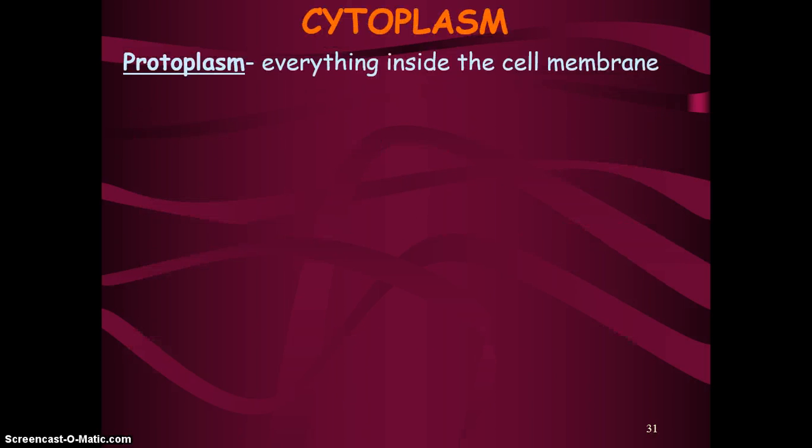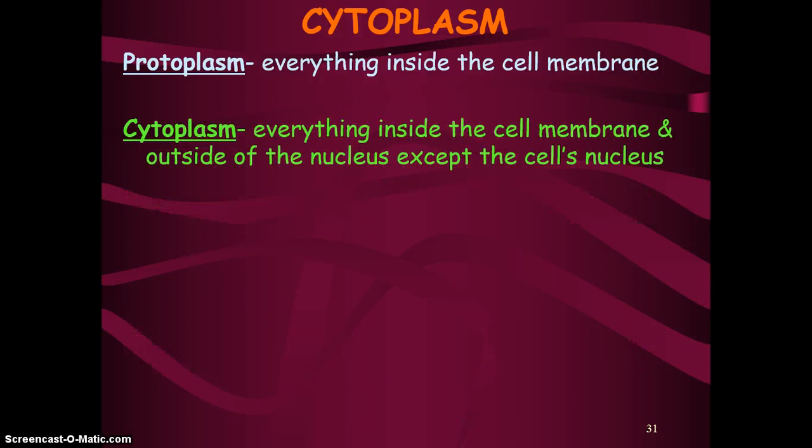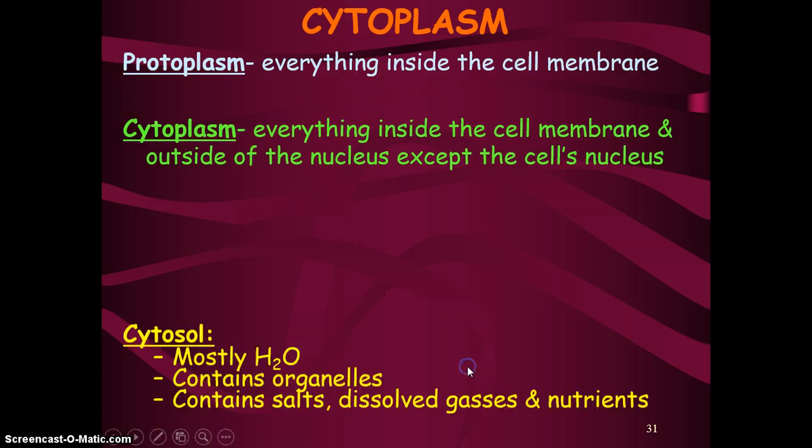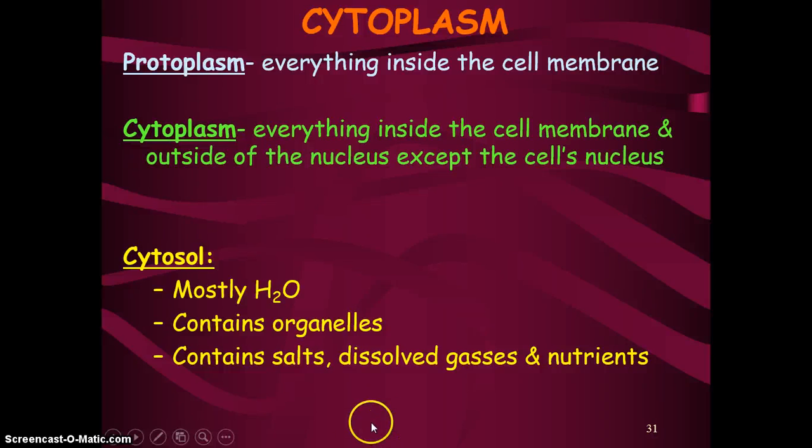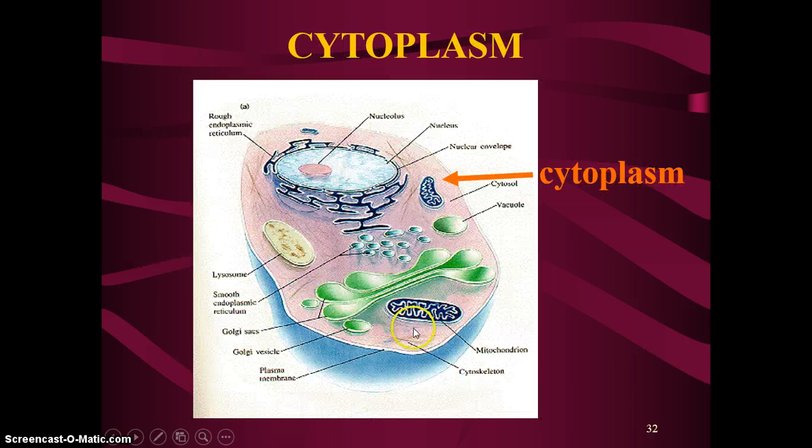All right, the cytoplasm, another word is the protoplasm. It's everything inside the cell membrane. The cytoplasm itself is everything inside the cell membrane and outside of the nucleus. So the protoplasm is everything, the cytoplasm is everything but the nucleus. The cytosol is made mostly of water, has organelles, and has salts and dissolved gases and nutrients in it. So this is a diagram indicating where the cytoplasm is.